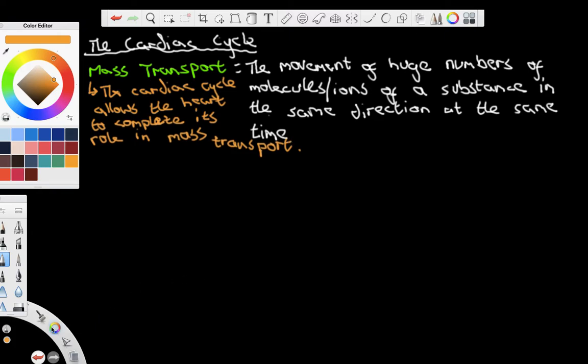So our next keyword is the word cardiac cycle. Cardiac cycle.